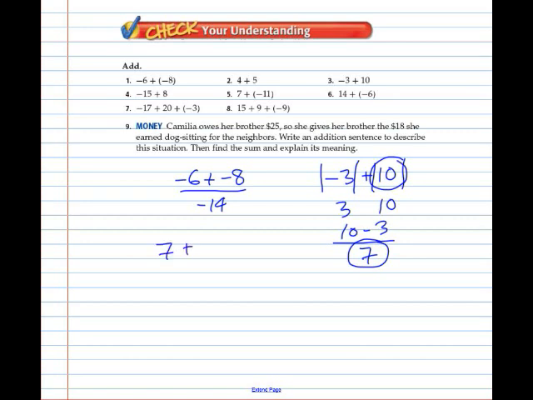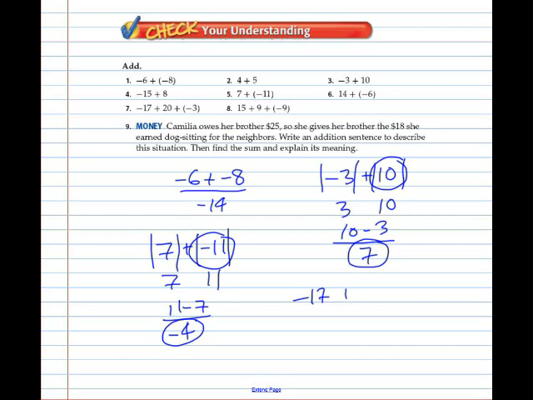Number 5, 7 plus negative 11. Again, we would take the absolute values. The absolute value of negative 11 is 11. The absolute value of 7 is 7. 11 minus 7 is 4 in this case, because the negative number has the greater absolute value. Our resulting sum is negative.